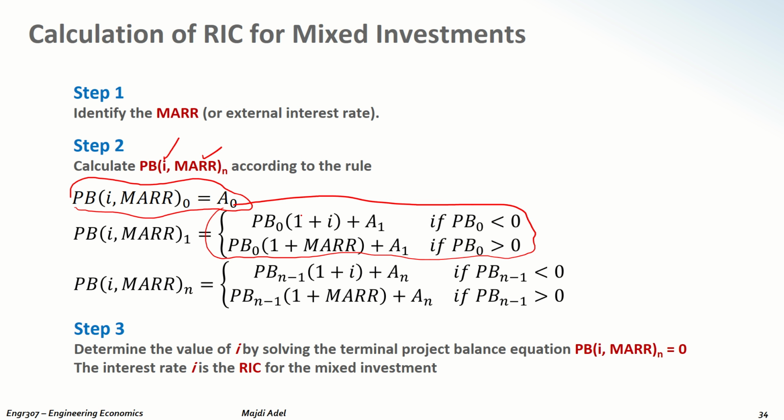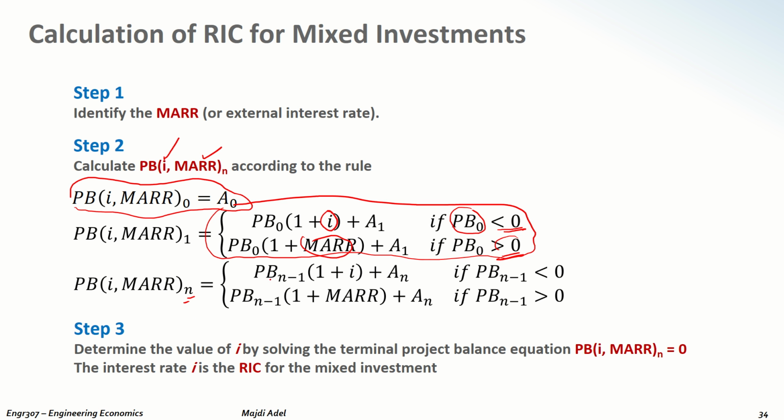It's either 1 plus I or 1 plus MARR. Which one to choose, I or MARR, depends on the sign of the project balance of the previous year. If the sign of the project balance in the previous year is negative, we use I. If the sign of the project balance of the previous year is positive, we calculate it based on the minimum attractive rate of return, and continue with this up to the nth year.